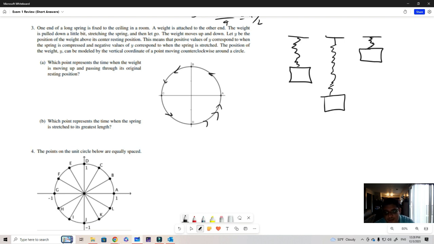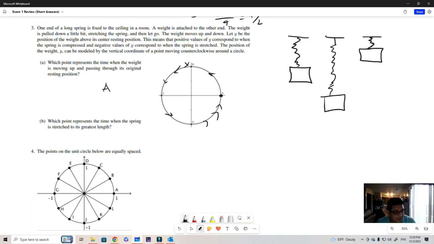So first, which point represents the time when the weight is moving up and passing through its original resting position? The original resting position, of course, is going to be the initial point where we start. So it's going to be here at A, since this is the initial point where y is zero. Remember, y is the height. This measures the height, so these are all positive heights. It goes up from 0 to a certain point, then it goes to negative values, and then it returns to 0.